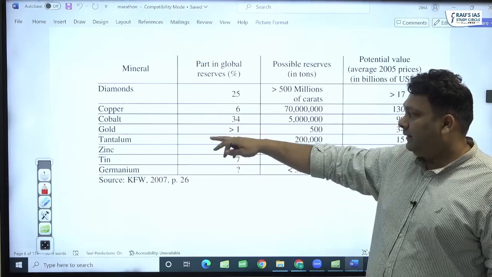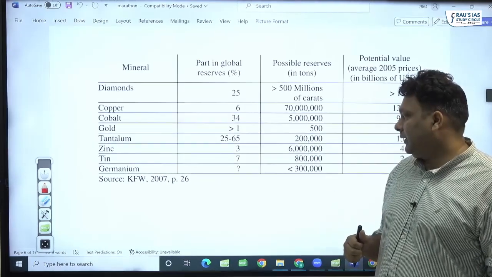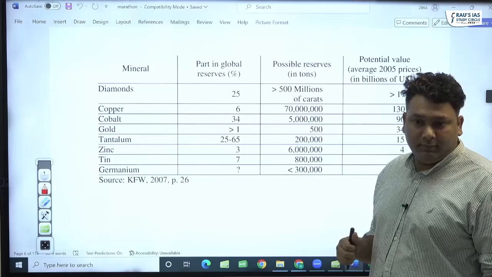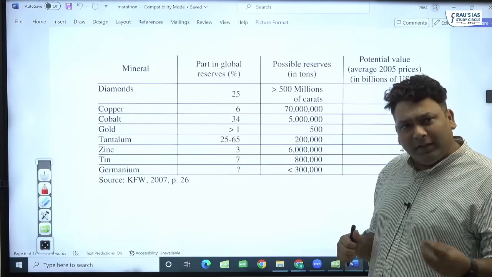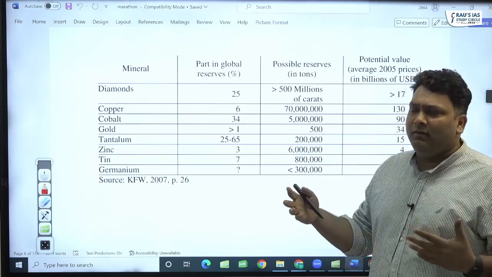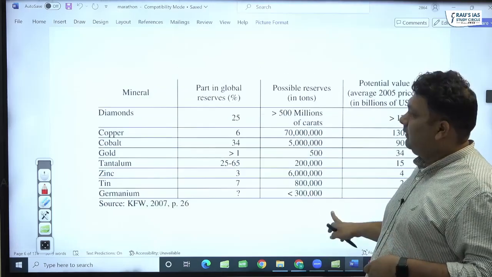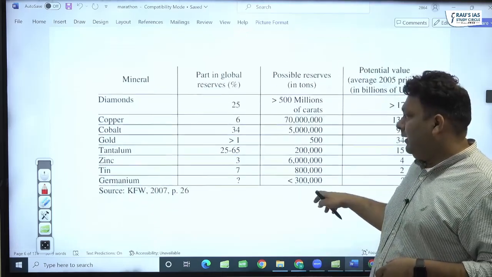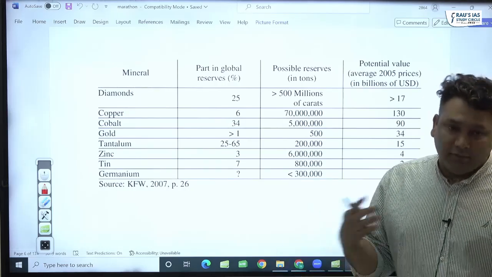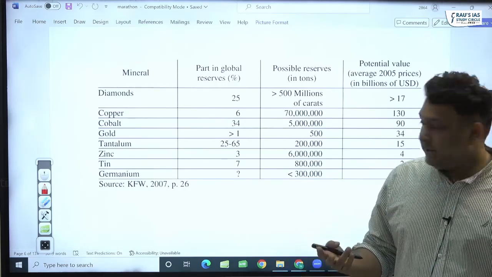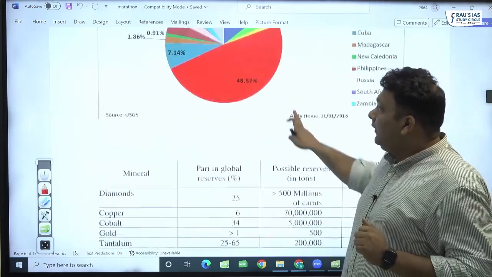Next, tantalum is around 25 to 65%. It's a metal which is being used in a lot of high grade electronic equipment. Because results are being found, again, who will do the survey here? That's why a lot of variation will be there. But definitely, it should be having more than 50%. Okay. This is rich in reserve.